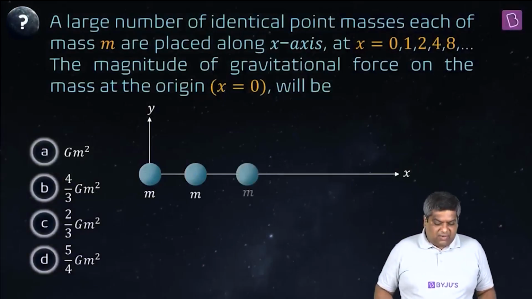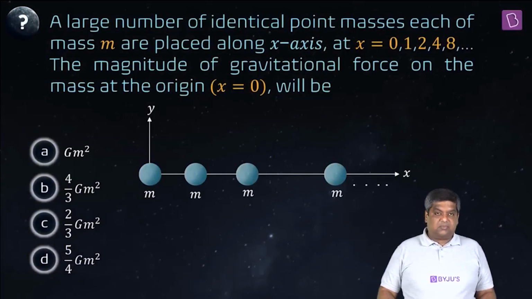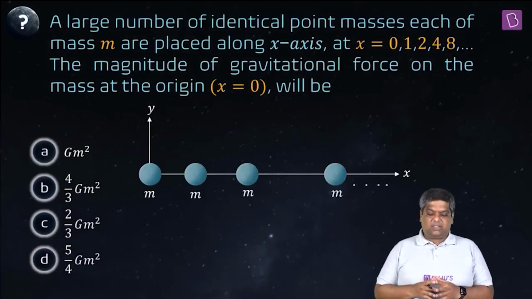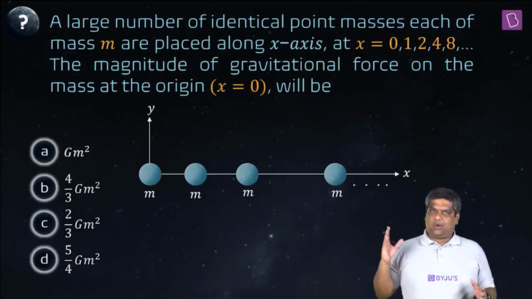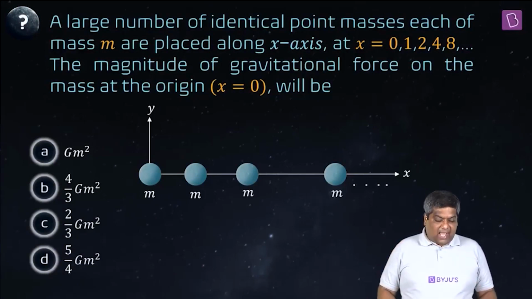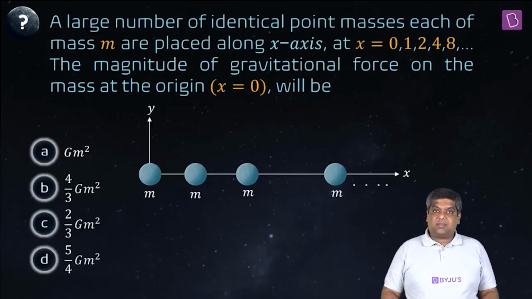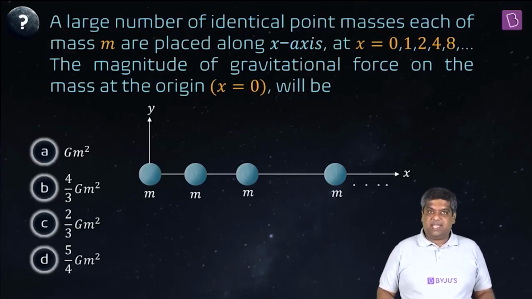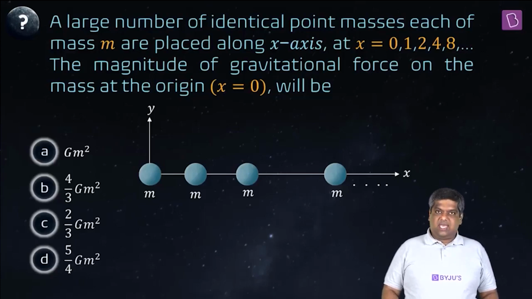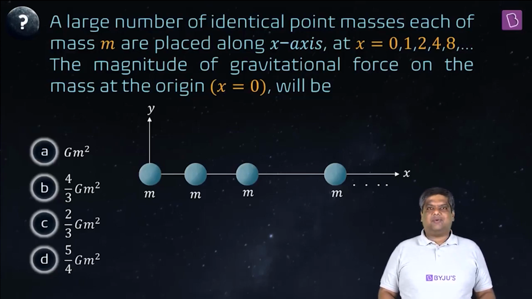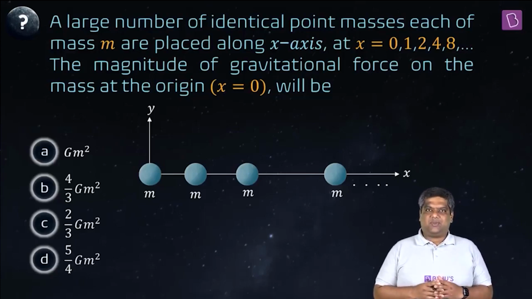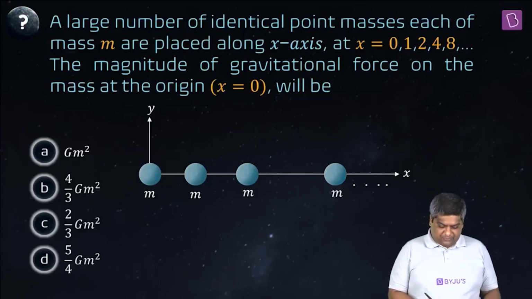A large number of identical point masses, each of mass m, are placed along the x-axis at 0, 1, 2, 4, 8, up until infinity. The magnitude of gravitational force on the mass at the origin, that is at x is equal to 0, will be, and the options are Gm squared, 4 by 3 Gm squared, 2 by 3 Gm squared, or 5 by 4 Gm squared. So let's see which one of them turns out to be the right one.